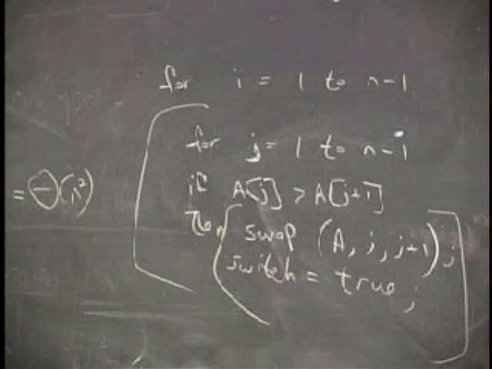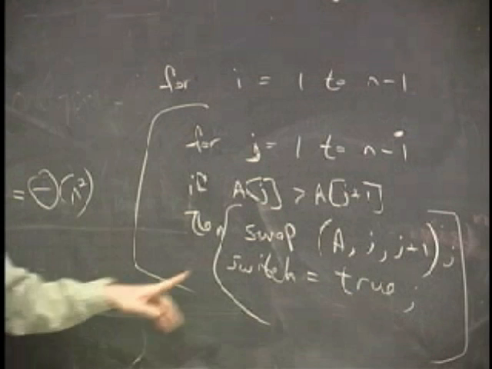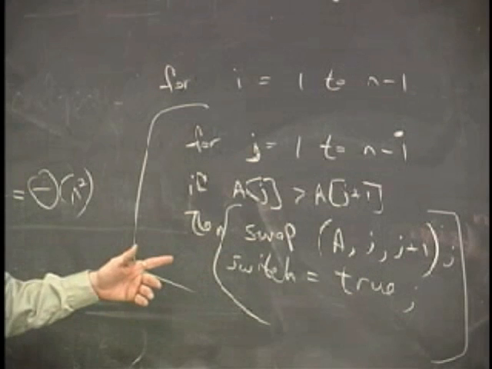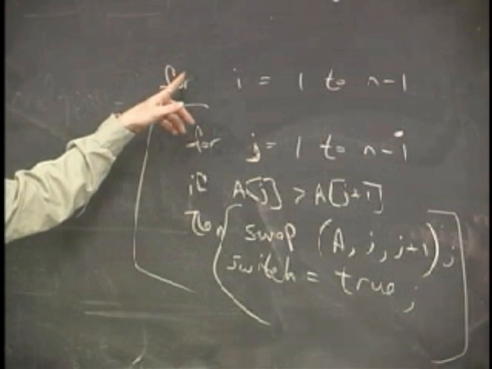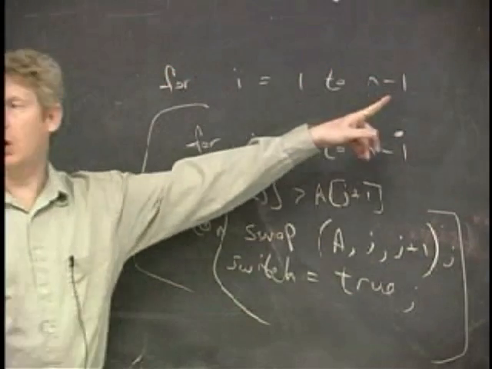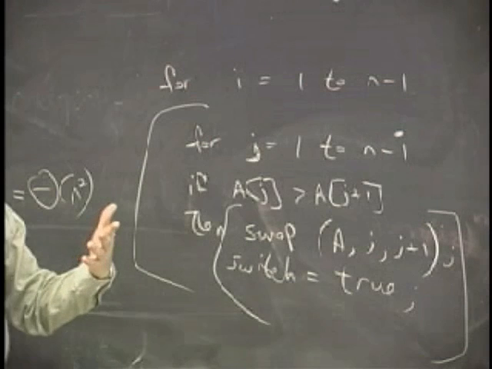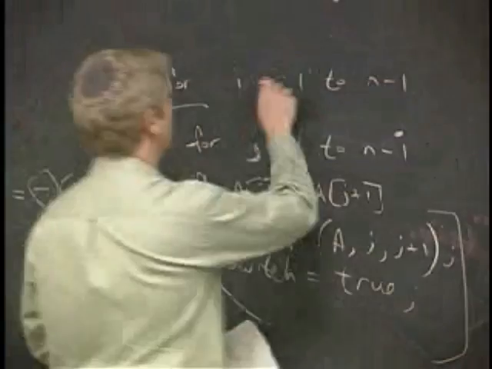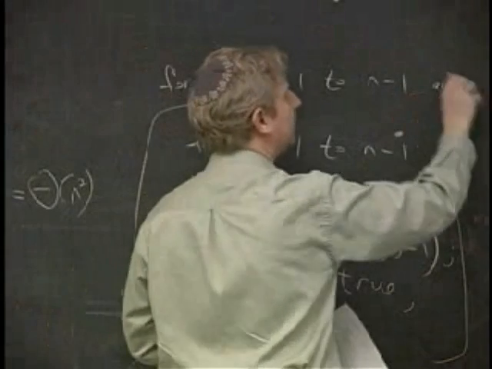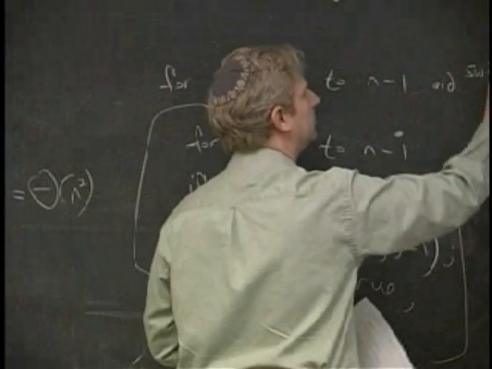So if we swap it, I'm going to say a switch was made, and switch equals true. Now I have to use that information. Where am I going to use it? Which loop needs to use that information? The outer loop has to decide. It's going 1 to n minus 1, but it only wants to do it if the switch is true. So for i equals 1 to n minus 1 and switch is true.